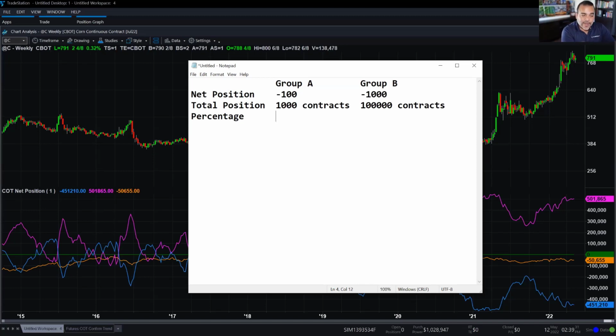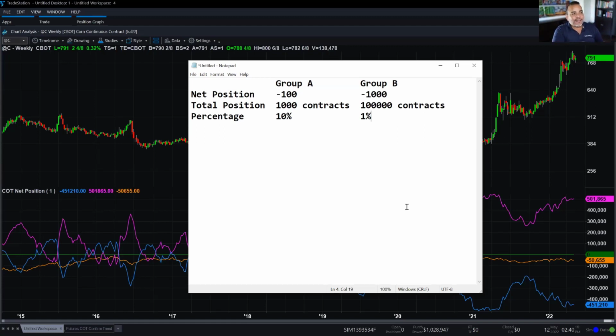If you have 1,000 contracts in group A and 100 is your net short position, that's only 10% of the total, right? 10% of the total. Now, if you come over here and you look at group B and you see 1,000 of 100,000 contracts is short, that's your net position, that's only 1% of the contracts. Is that true? I think so, right? 1% is 1,000. If my math is incorrect, let me know right here so that I can correct it.